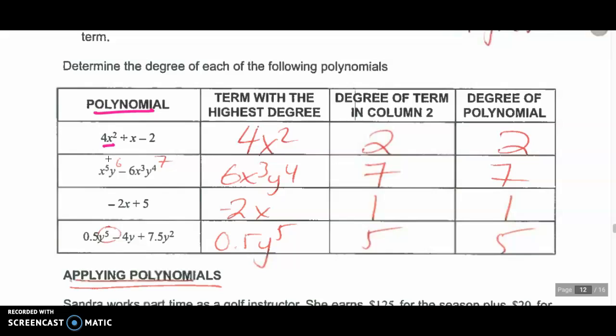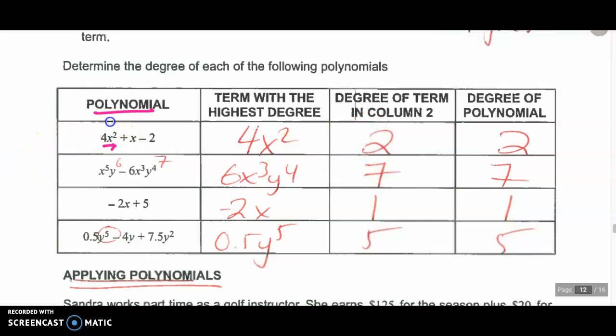It's equal to the degree of the highest degree term. That was horribly said. But what you do is you look through each term here, and you see which guy has the biggest degree. That guy wins, and that's the degree of the polynomial.